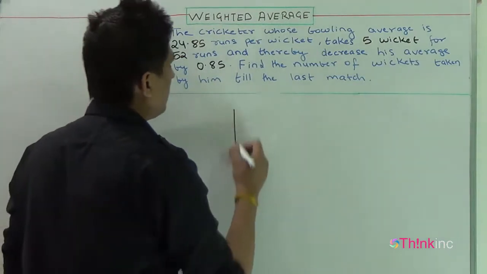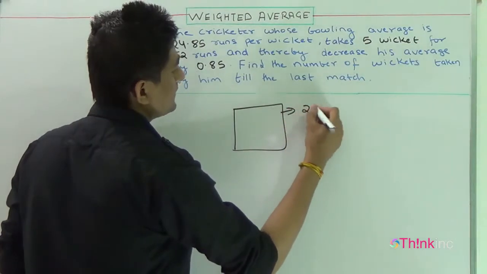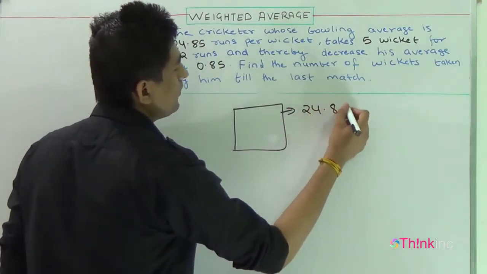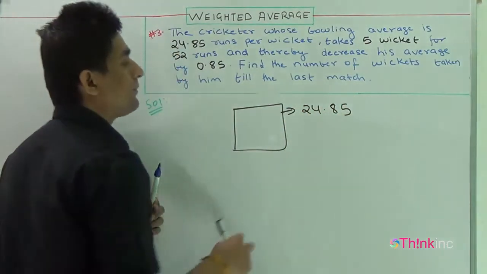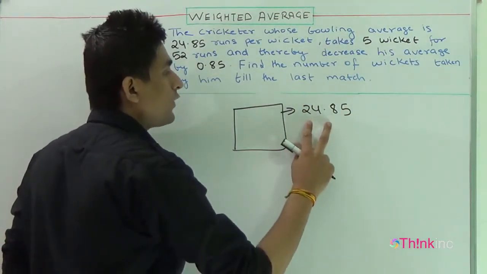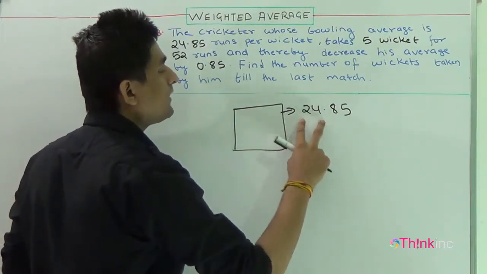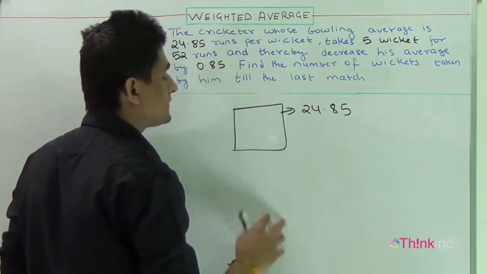There is a bowler whose bowling average before the last match he played was 24.85 runs per wicket. That means for every wicket he gives 24.85 runs. Okay, this should be clear. For every wicket he gives 24.85 runs.